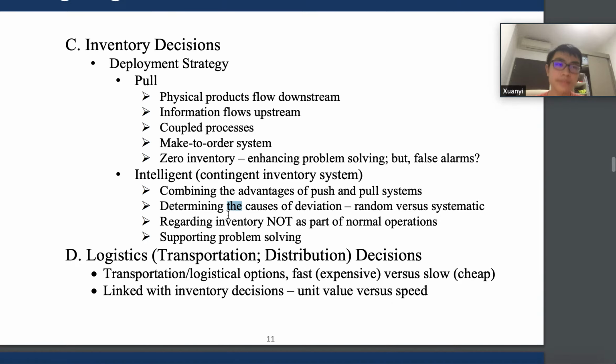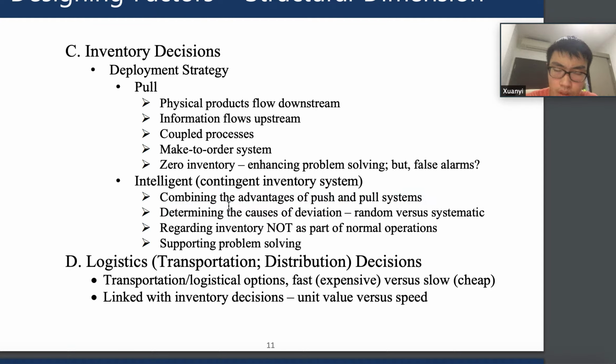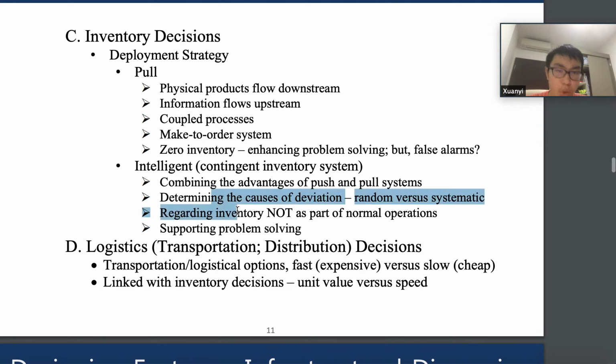And moreover, regarding inventory, it is not part of normal operations. This is really important. Many businesses fail because they are overholding their inventories. Although I'm not telling you not to produce more inventories, definitely many businesses hold too much. Because I mentioned just now the primary purpose of holding inventories is to buffer against uncertainty, and that is highly costly if there's too high uncertainty in the market. So it is really important not to regard inventory as normal operations.